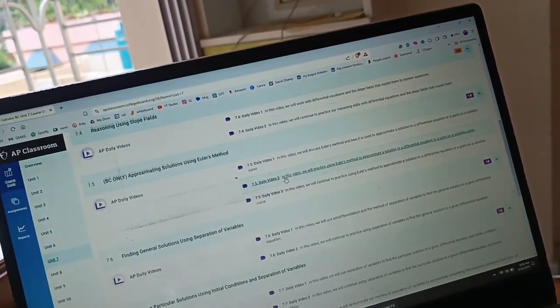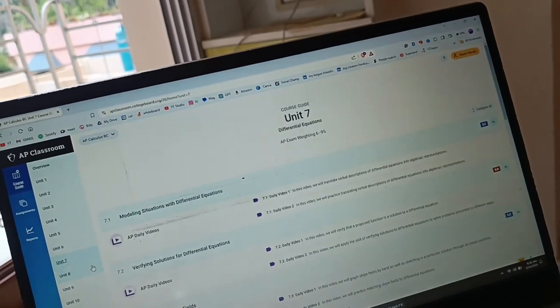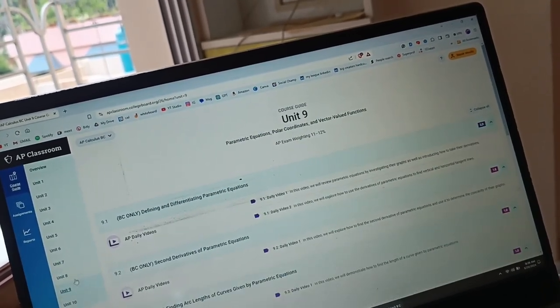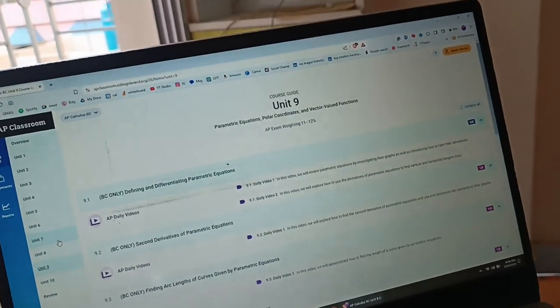which is differential equation. Theek hai, chalo dekhte hain kya. And also application integration, these 4 are left. Anyways, 4 days, yes. Chalo khatam karte hain.